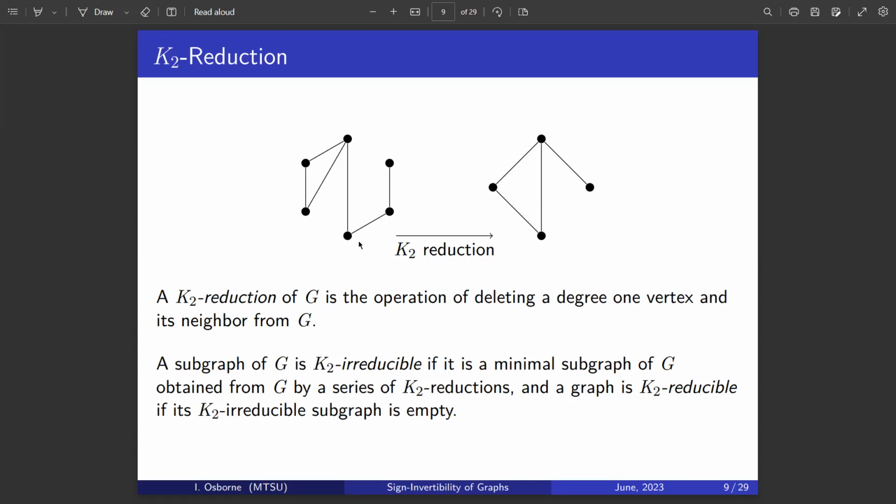So just a little bit of terminology. We say that a graph is K2 irreducible if, when you eliminate all of the possible K2 matchings from the graph, you are left with just one vertex. So that's K2 irreducible. In that case, it also has a determinant of 0. And then the graph is K2 reducible if, when you perform all of these K2 reduction operations, you get the empty graph.